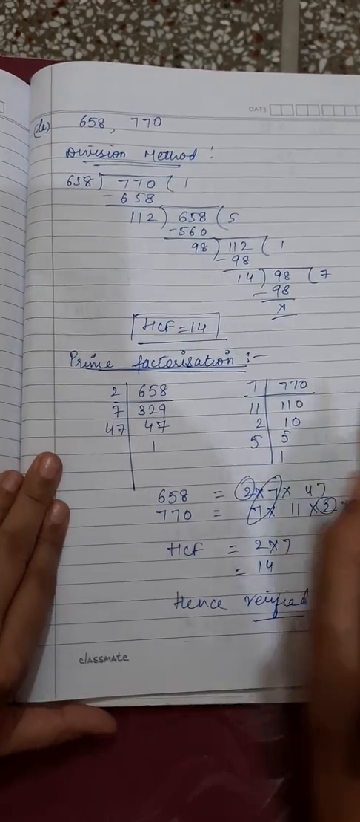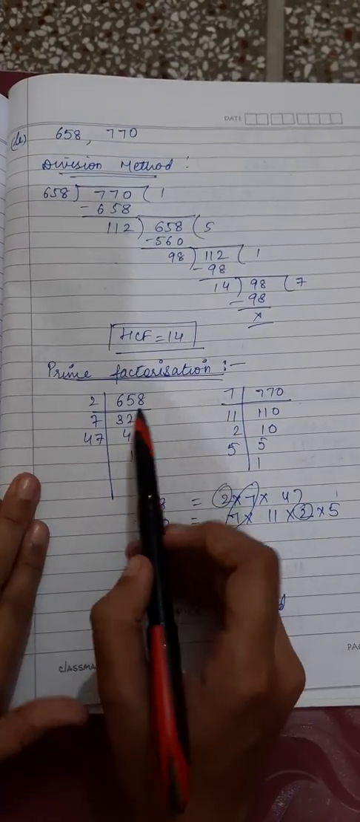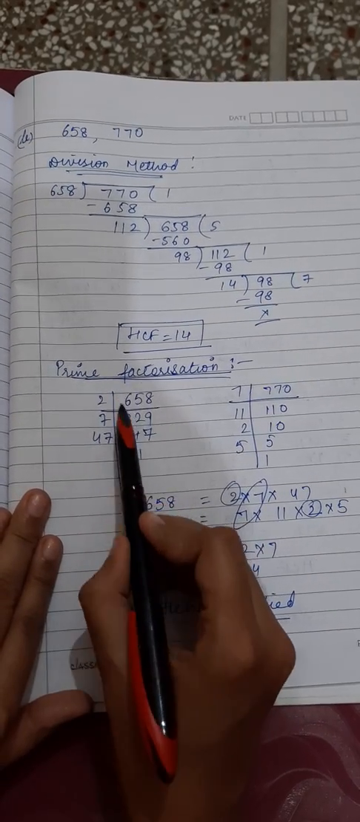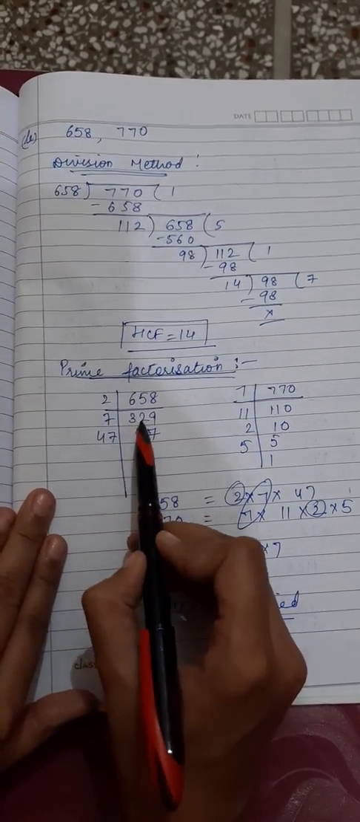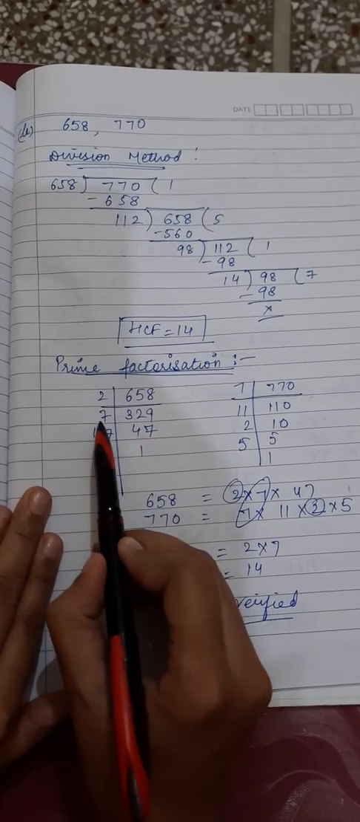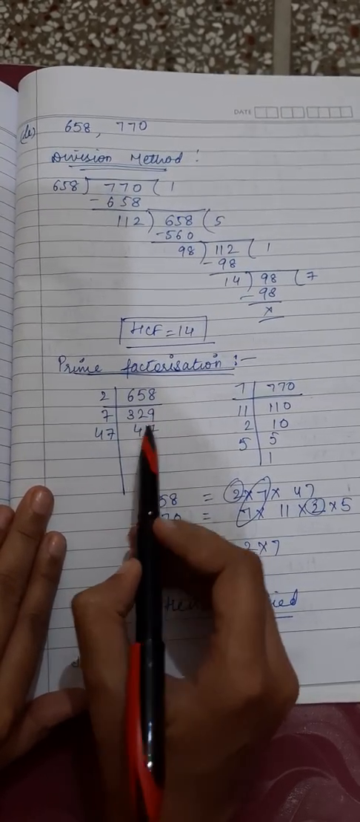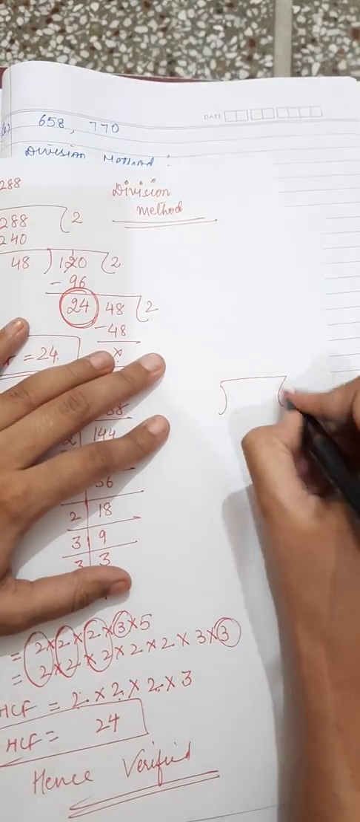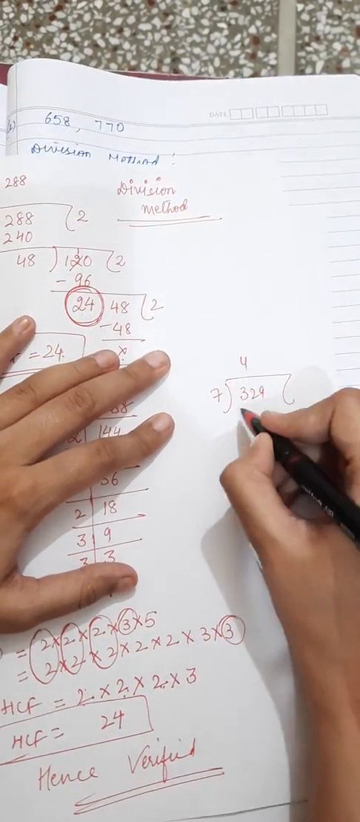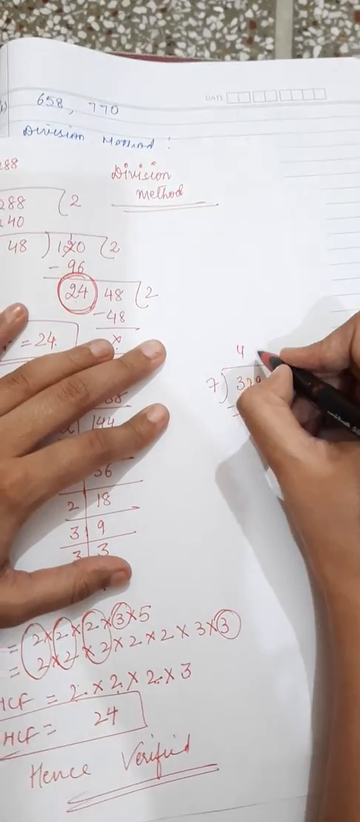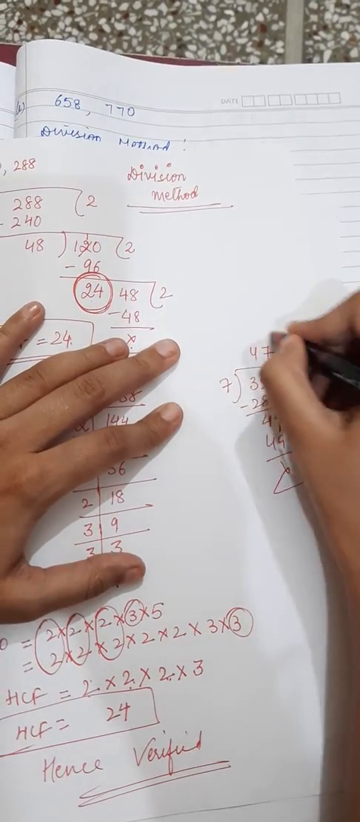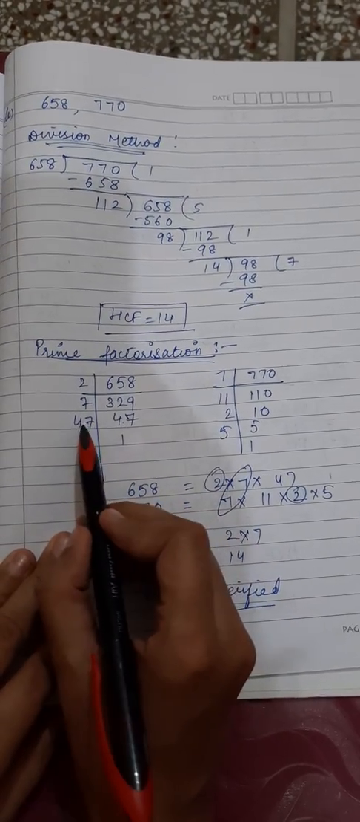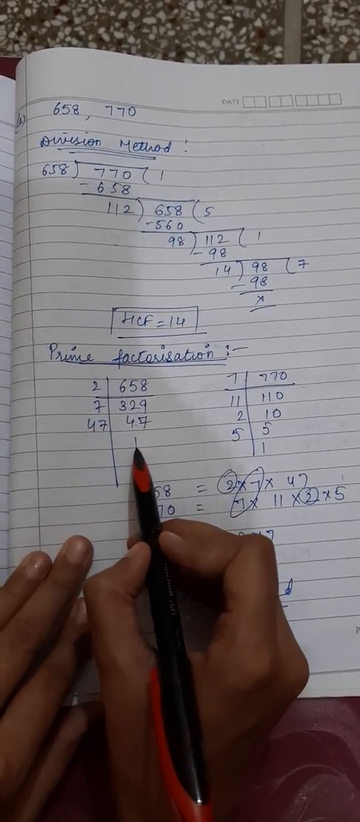Now let us find it by the prime factorization. 658 and 770. 658 will go on the table of 2 on 329. Then 329 will go on the table of 7 on 47. You are going to divide 329 by 7. 7 4s are 28. This will come 49. 7 7s are 49. So 47 is coming, and 47 is a prime number. So that means 47 will be divisible by 47, and this will give me 1.